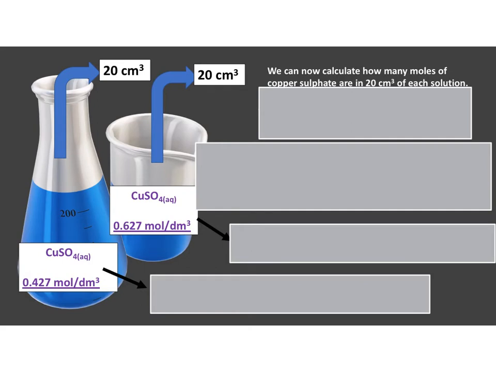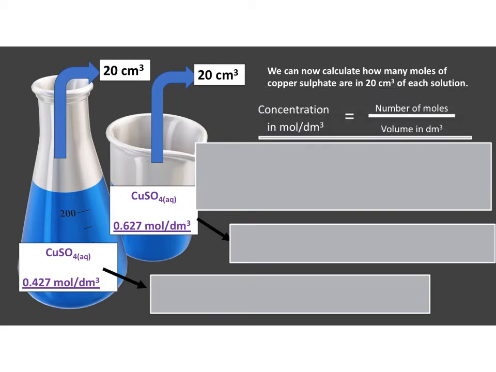So we go back to our two solutions, and now we can label them with our concentrations. And we can now got to work out how many moles we are taking from each of those. So how do we start off? Well, we know we have this equation. We can rearrange that to now find our volume, which is here in decimeters cubed.